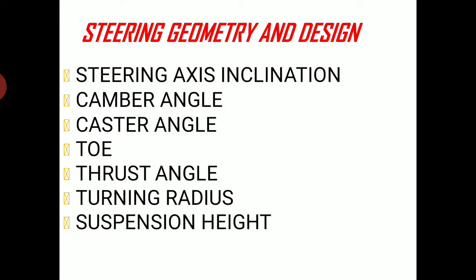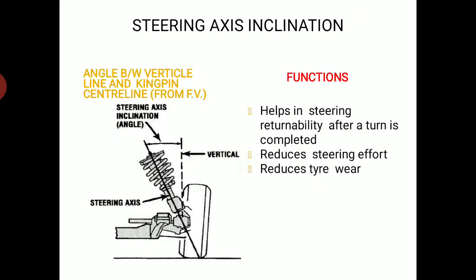Fine. So what are the steering geometry we should know? Steering axis inclination, camber inclination, caster angle, toe in, toe out, thrust angle, turning radius, suspension height. Let me complete this. Steering axis inclination.